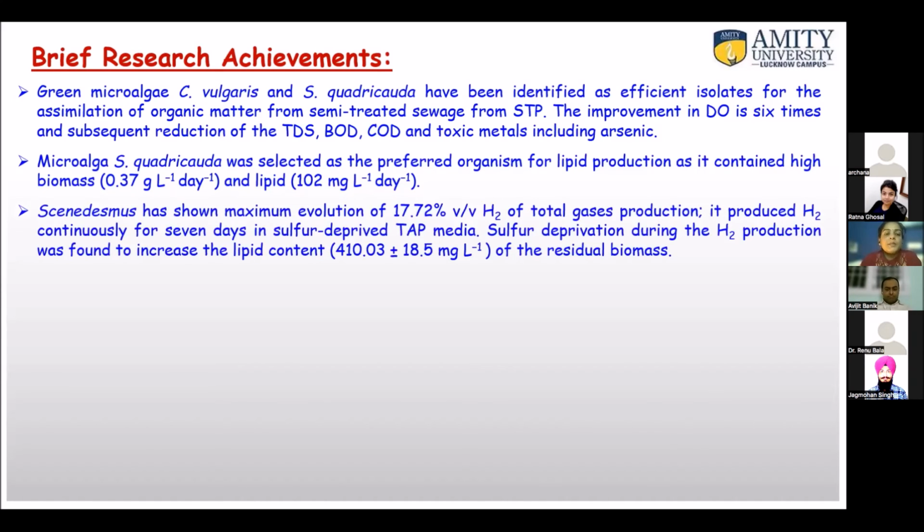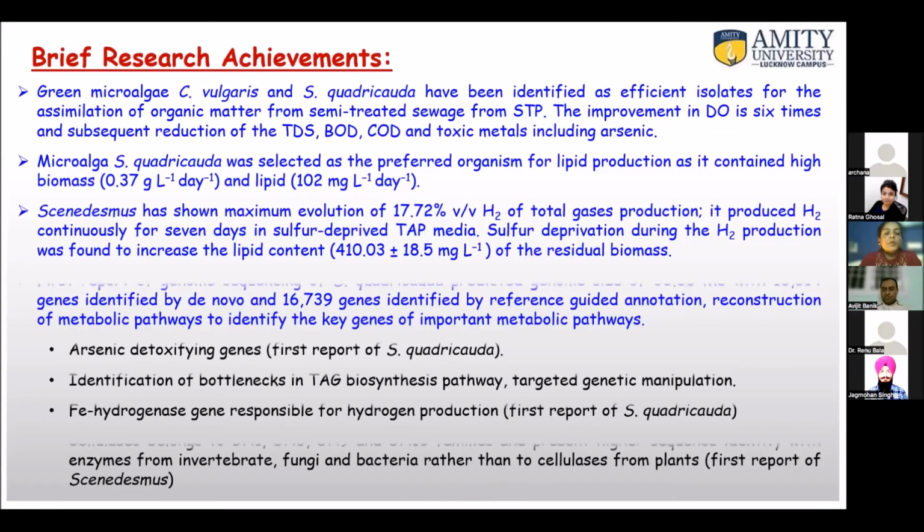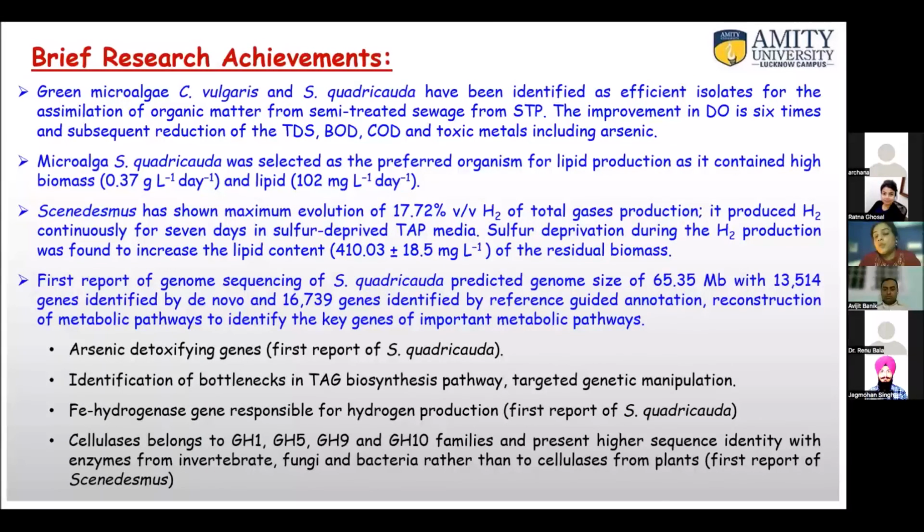And Synedesmus has shown maximum evolution of more than 17% of hydrogen. After releasing this hydrogen, the residual biomass has high lipid content, so we can also use the residual biomass for lipid production. Also, we have the first report of genome sequencing of Synedesmus quadriquada, with a predicted genome size of 65.3 MB and 13,514 genes, as I have already told you, and even more in a reference guided annotation.